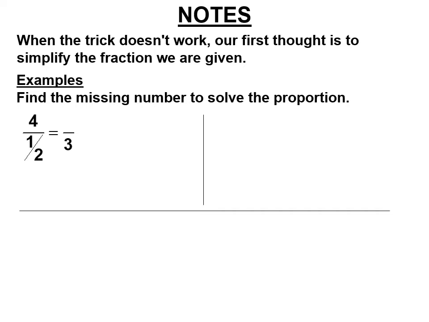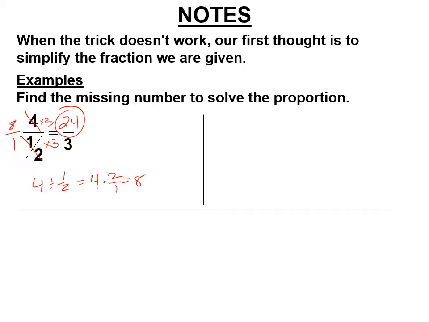Before we get to that, the first thing you want to do is simplify the fraction that you have. So that's 4 divided by 1/2, which is the same as 4 times 2. This is 8, also known as 8 over 1. So we've simplified that to 8. 1 times 3 is 3. 8 times 3 is 24.